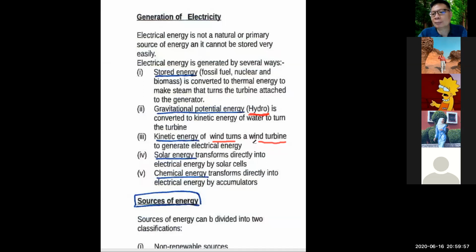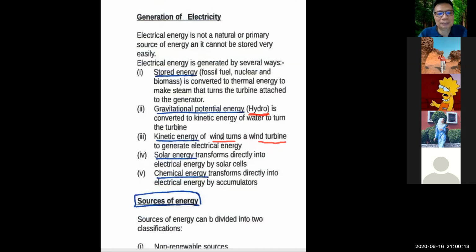You know where a windmill is or not? Don't know? Where is a windmill in Malacca? Not for generating electricity.